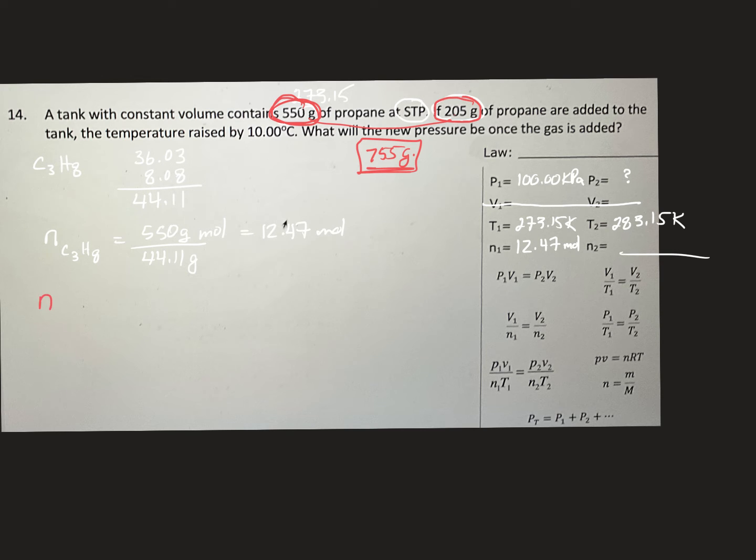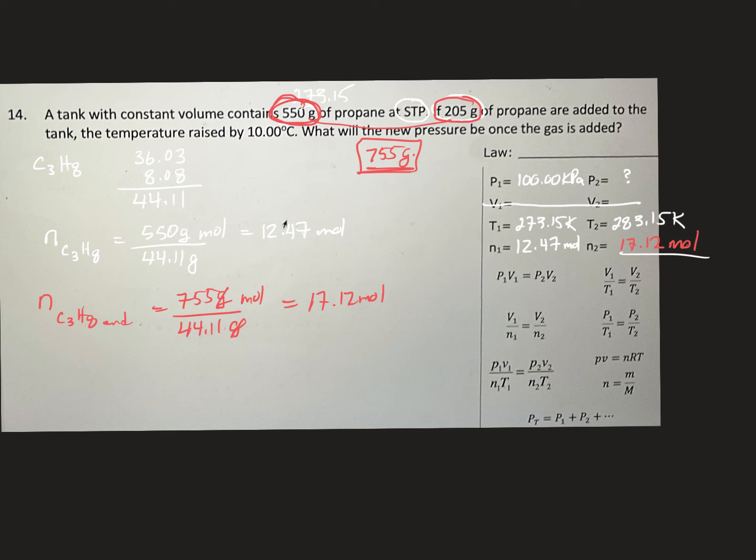Let's convert that. So this is the moles of C3H8 at the end. It'll be 755 grams divided by 44.11 grams per mole. Let me do the calculator. That comes out to 17.12 moles. So that's my N2, 17.12 moles.